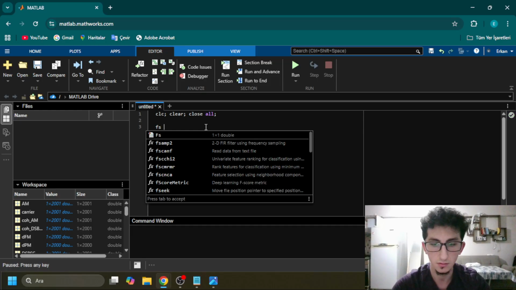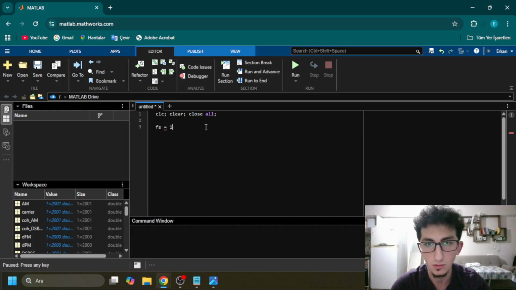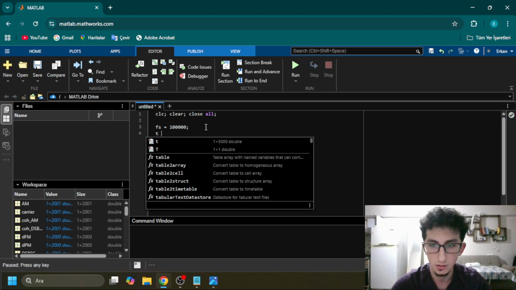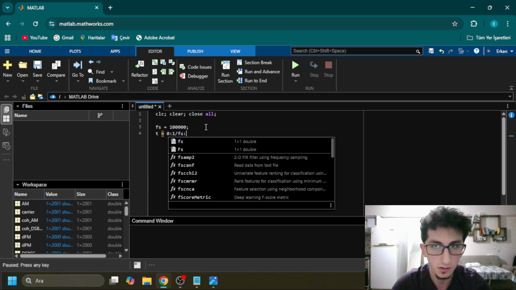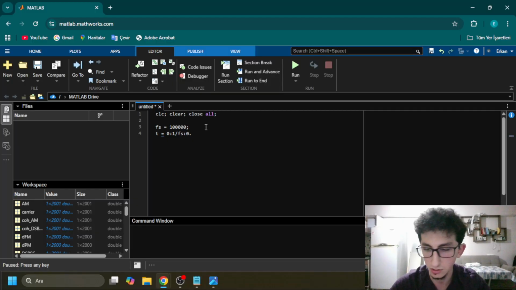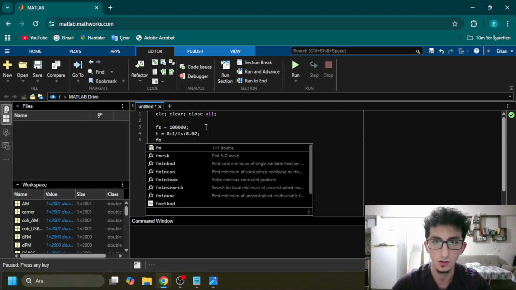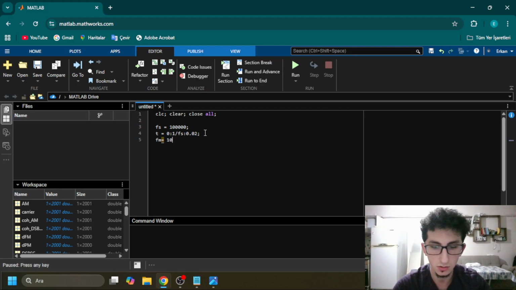S and also T, 0 and 1 divided by Fs, 0.02, and also Fm equals to 1000.